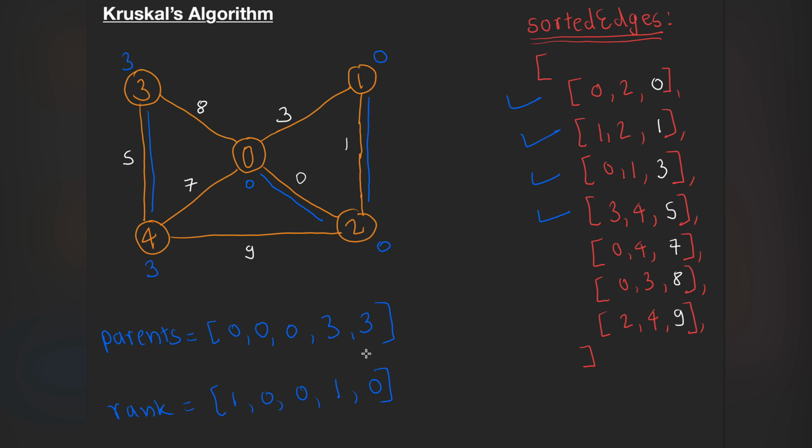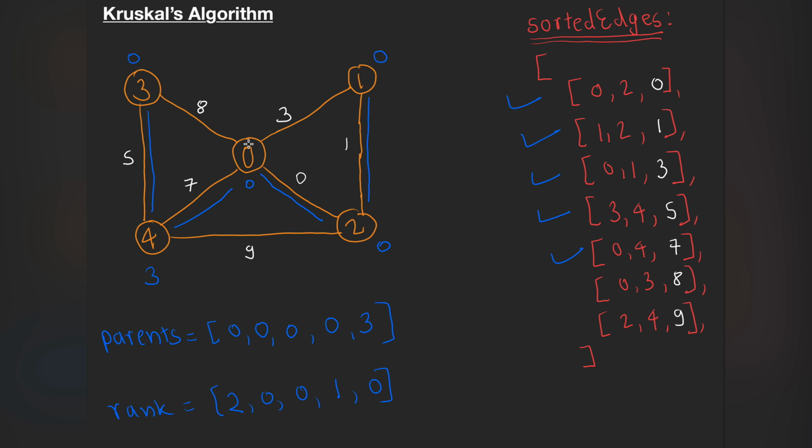So let's make vertex 0 the new parent of 3. We'll also increment the rank of 0 in this case because the previous parents had the same rank. Now we are done with this edge also. And since we did the union operation, we'll add this edge to our final answer. Now we'll move to the next stage.